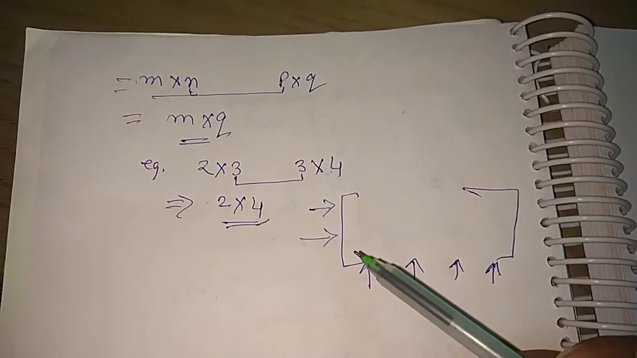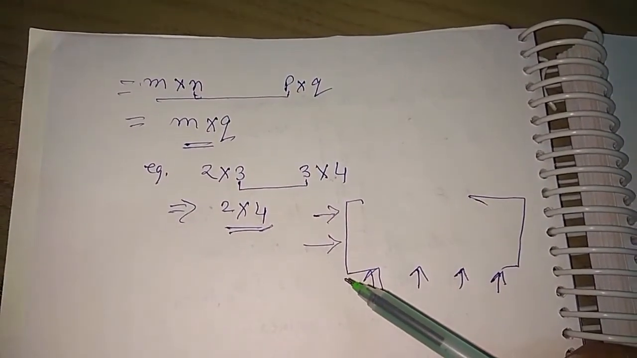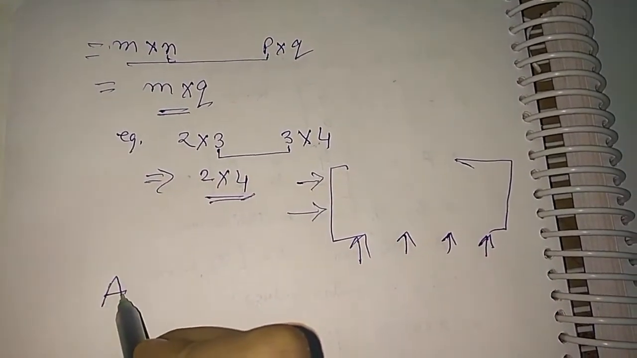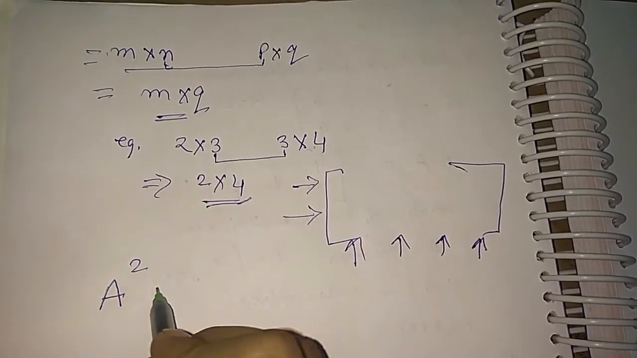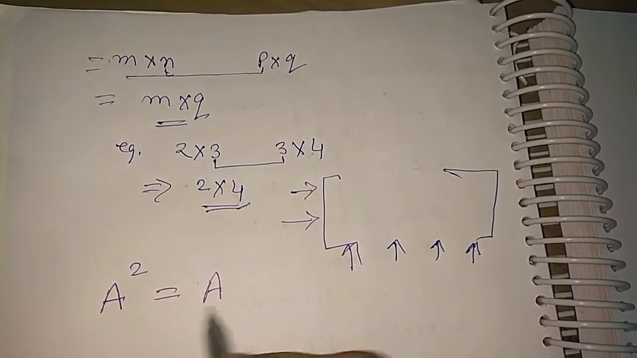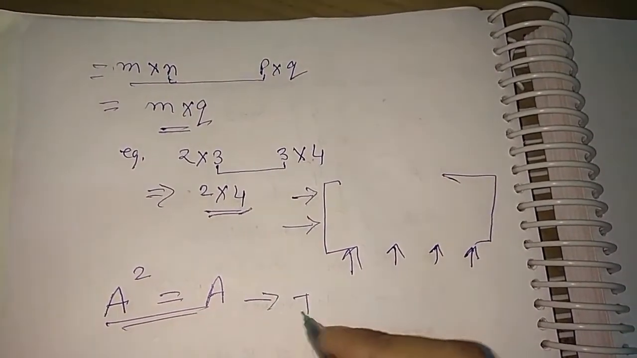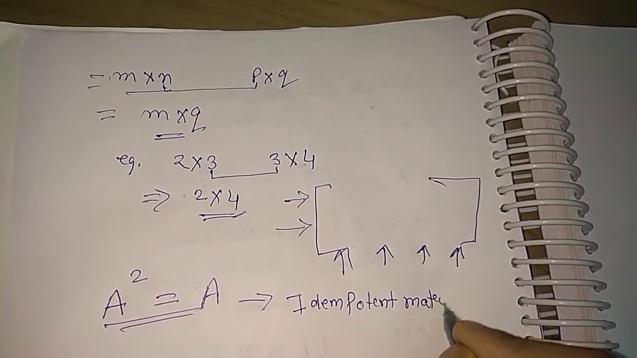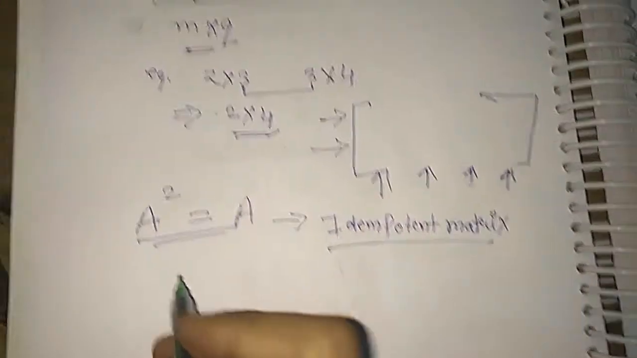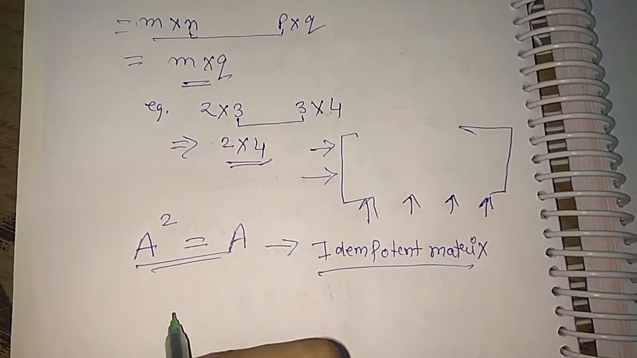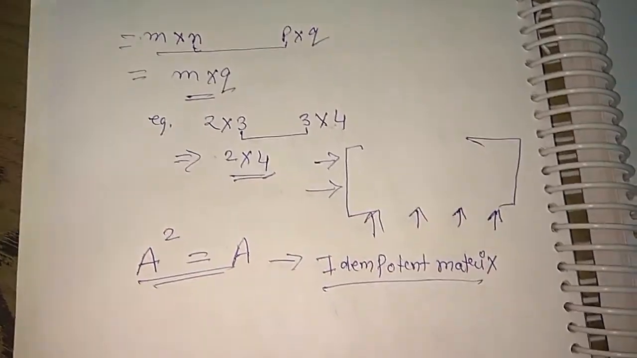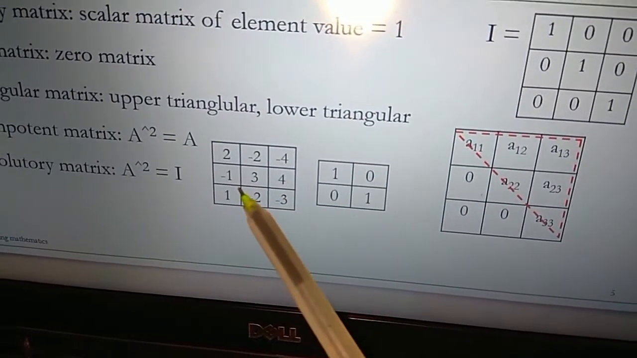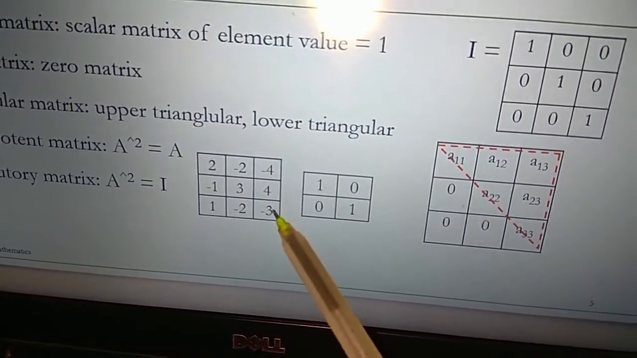So let's go further. In the previous video, I told you about the idempotent matrix, whose property is that if we multiply the matrix by itself, the result comes out as the same matrix. Then we call it an idempotent matrix. I showed you 2 examples of that, so let's verify them. These are the 2 examples: 2 minus 2 minus 4, minus 1 3 4, 1 minus 2 minus 3.